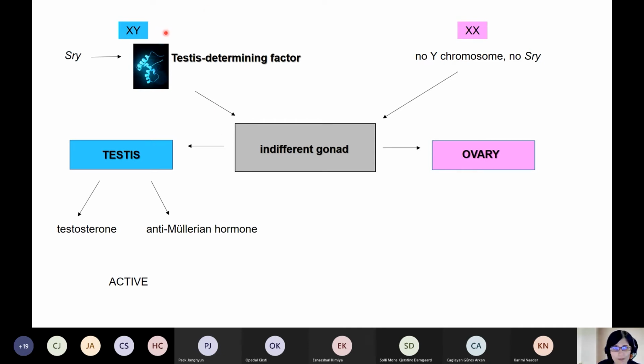So optimally, if we have an XY zygote, XY sex chromosomes are found inside the embryo. On the Y chromosome, we have the SRY gene, and then the testis determining factor will be produced. This testis determining factor, or SRY protein, will cause the conversion of the indifferent gonad into testis.